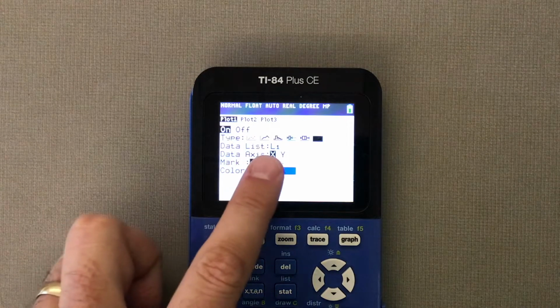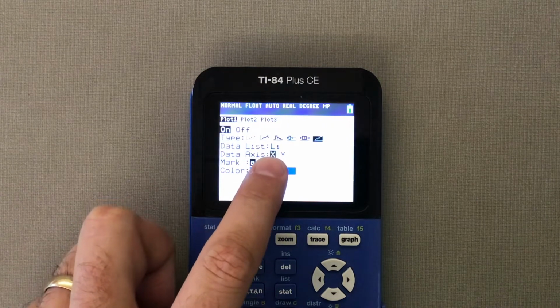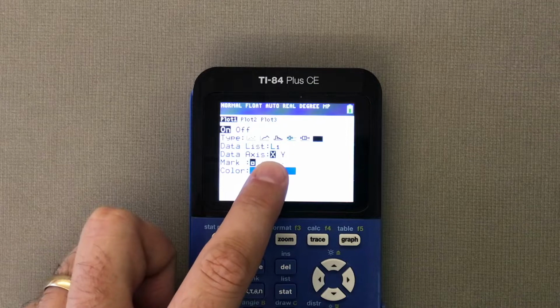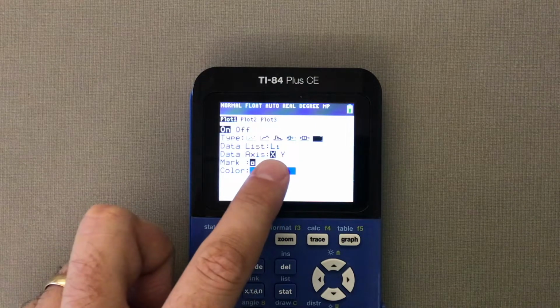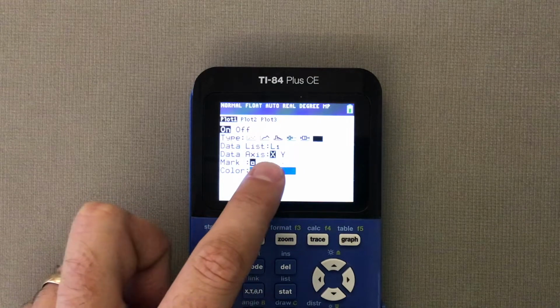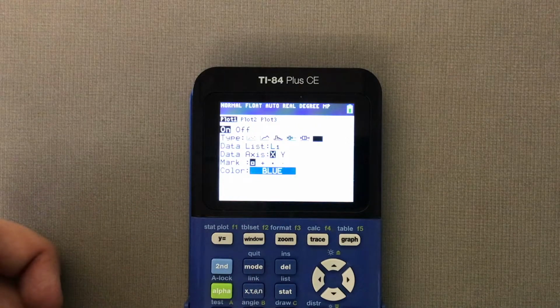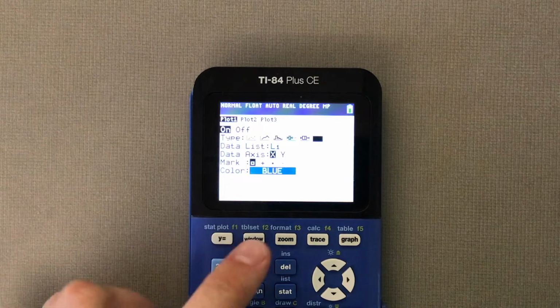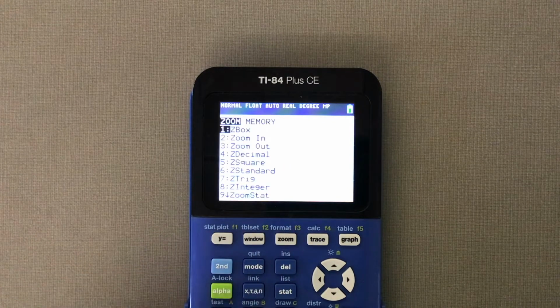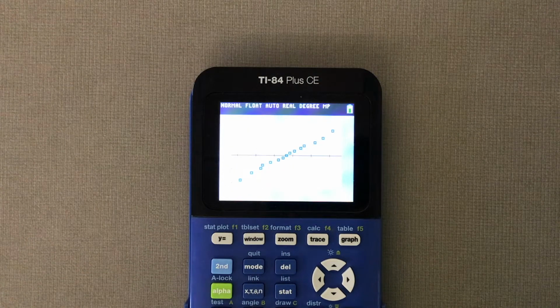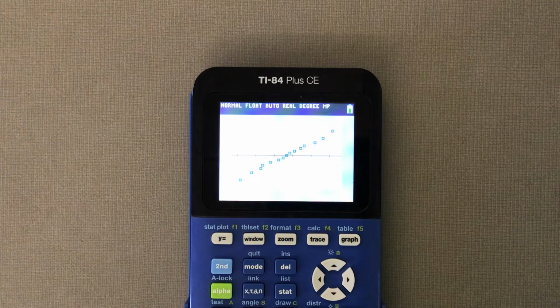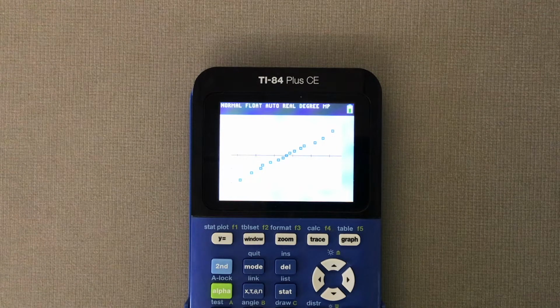Data list, we're going to keep all my data in L1. Data access, I like to keep it as X. It really shouldn't matter. We should see a straight line if it is actually normal-ish. No matter what, I would just keep it at X. And then just as we usually do, I'm going to hit zoom, 9, and there you have it. So that is our normal probability plot.